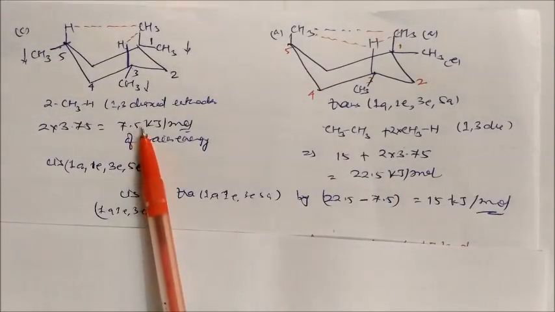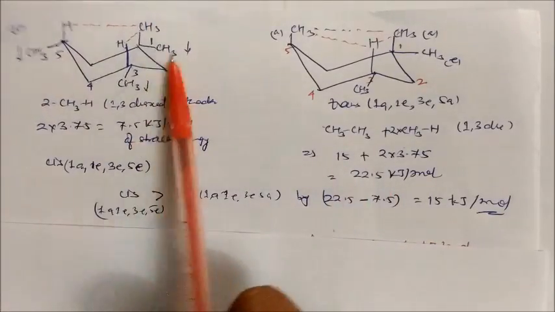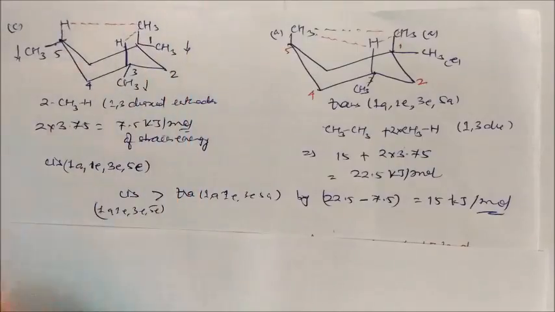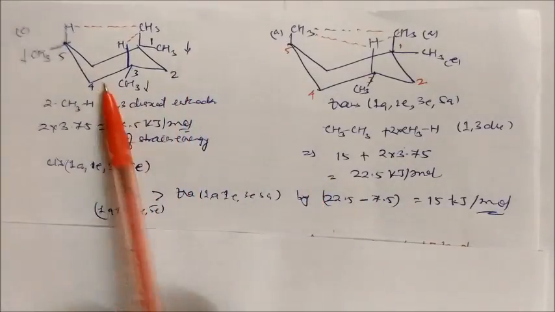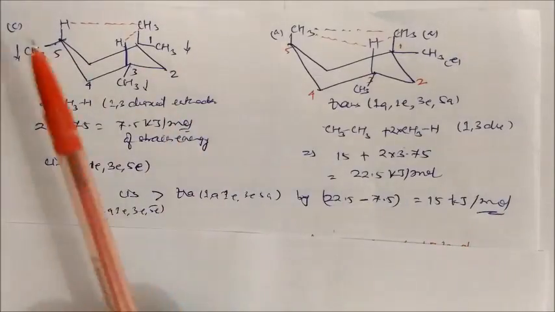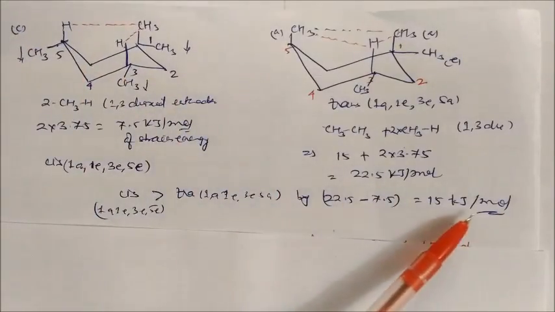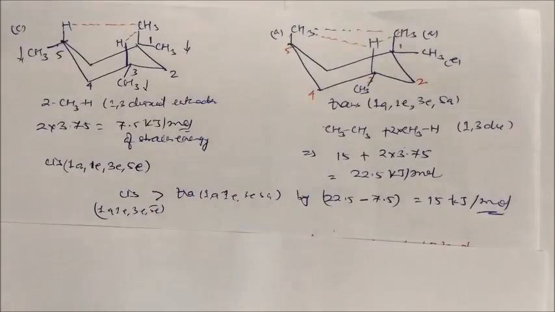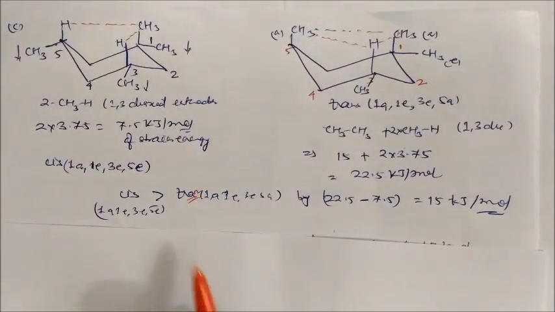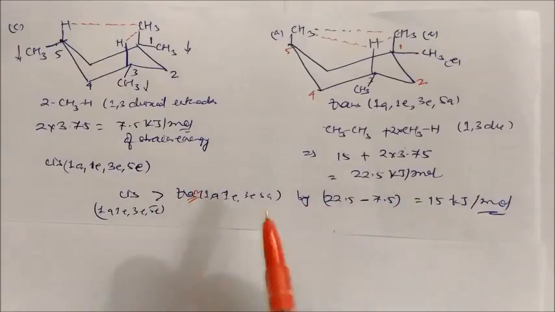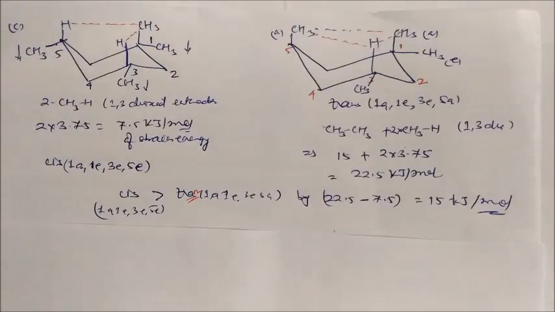Now this is how much? This is 7.5 and this is 22.5. So definitely this form is more stable. Subtracting 22.5 and 7.5, it becomes 15 kilojoule per mole. So this form is more stable than the trans form of this structure by 15 kilojoule per mole. I hope you have understood this numerical carefully, how we can calculate the strain energy of this chair form by using these 1,3 diaxial interactions.